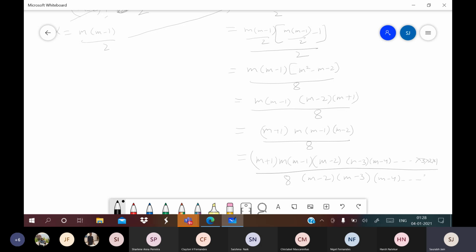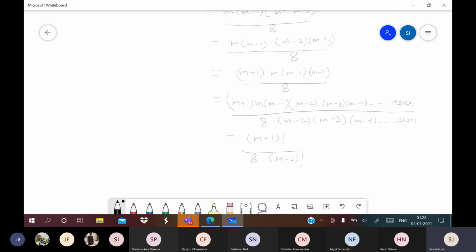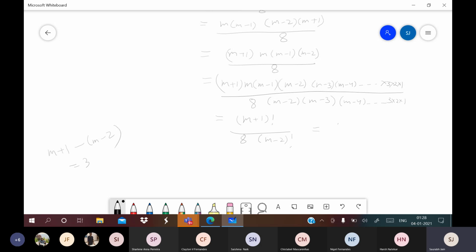So what will happen? What you observe in the numerator? In the numerator you have m plus 1 factorial now. What is there in the denominator? Leave apart 8. This is m minus 2 factorial. Try to change it in formula of NCR. This m plus 1 and m minus 2, if you take the difference, this will come out to be 3. And what is factorial of 3? Factorial of 3 is 6.